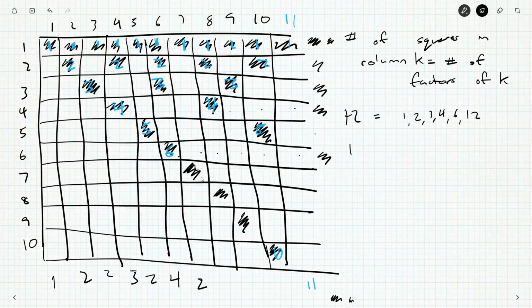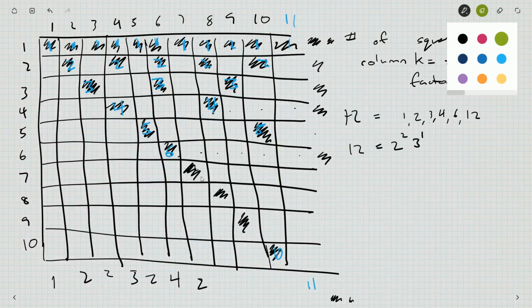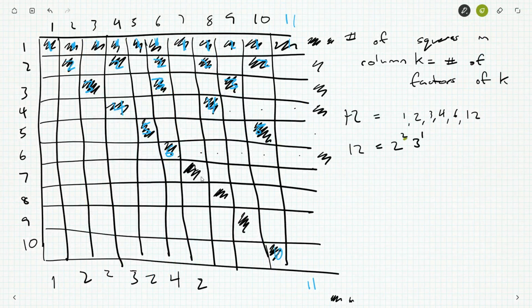For any number, there is a unique way to write it in terms of its prime factors. So 12 has 2 2s and 1 3. So 2 to the 2 times 3 to the 1. And when you have it written like this, the number of factors can be found by taking a look at these exponents, adding 1 to each of them, and multiplying. So 3 times 2, 6. And hey, we have 6 factors.